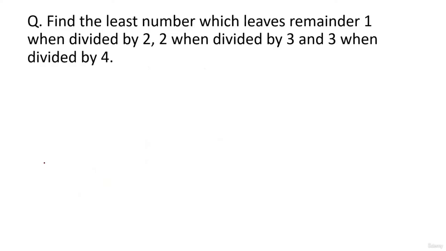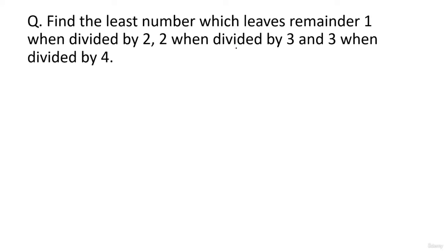Okay, this is the LCM model 1. Next question: find the least number which leaves remainder 1 when divided by 2, remainder 2 when divided by 3, and remainder 3 when divided by 4. Least number which leaves remainder 1 when divided by 2: a number which when divided by 2 leaves remainder 1. This happens when the number is odd. Makes sense, right? Because every even number will be divisible by 2 itself.